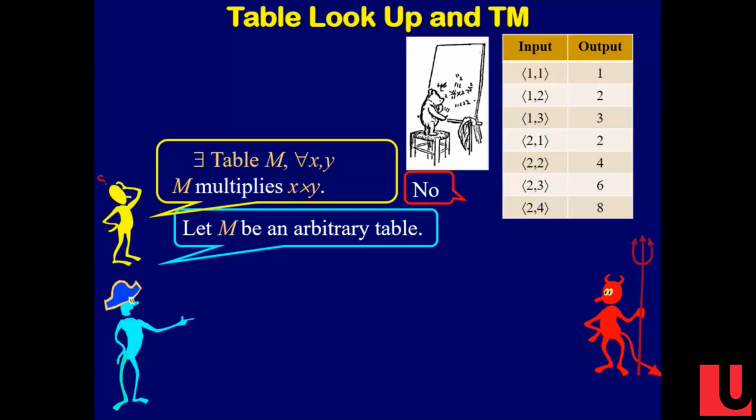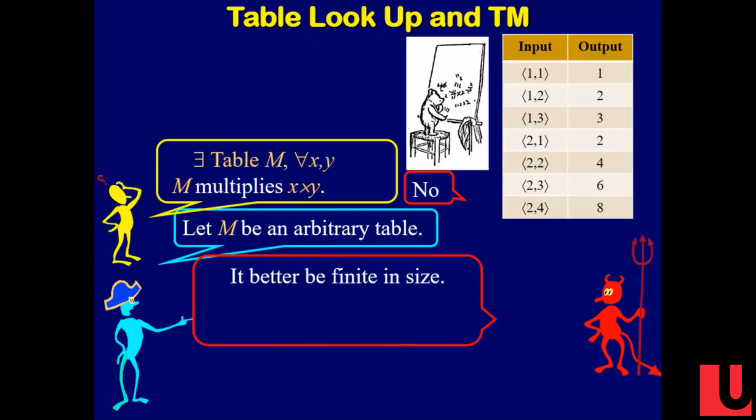Because right now I keep trying. I come up with a table. But it's finite. So then the adversary says, hey, your table better be finite in size because we don't like infinite tables, right? Moreover, if it's finite in size, it can't list every possible pair of answers, right?